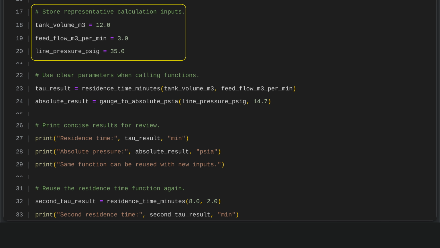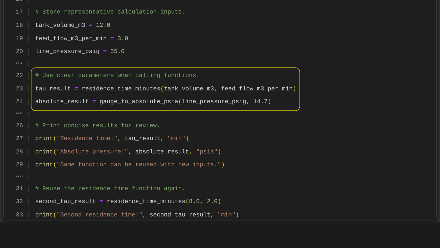The setup defines three input values for later calculations: a tank volume of 12 cubic meters, a feed flow rate of 3 cubic meters per minute, and a gauge pressure of 35 pounds per square inch. Keeping these values as inputs makes the code easy to adapt by changing them for different scenarios.